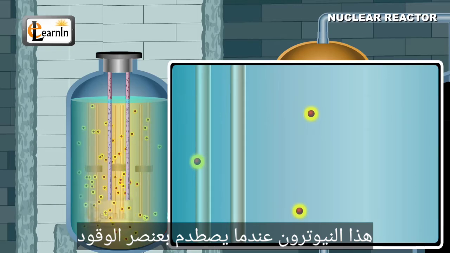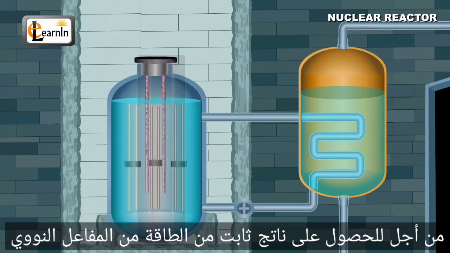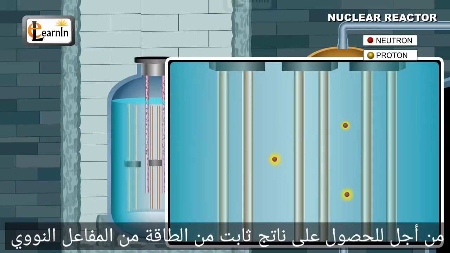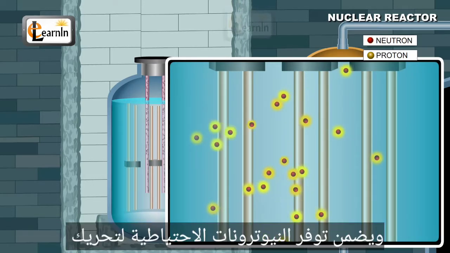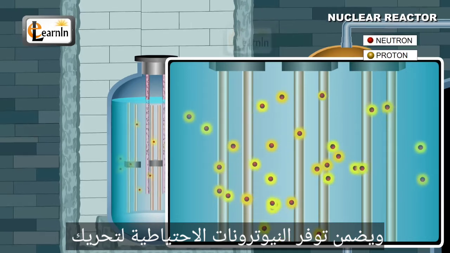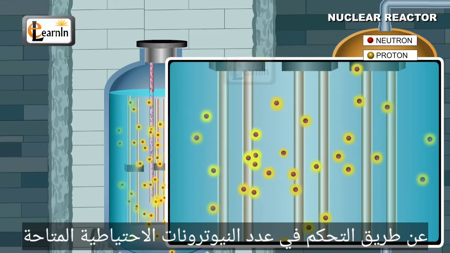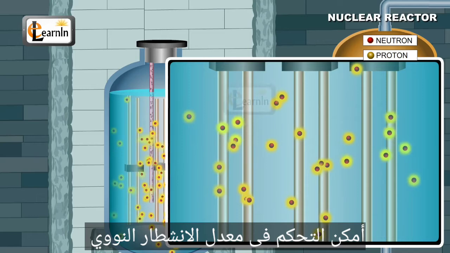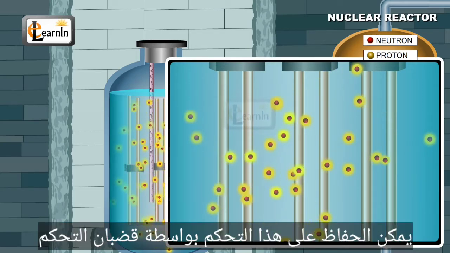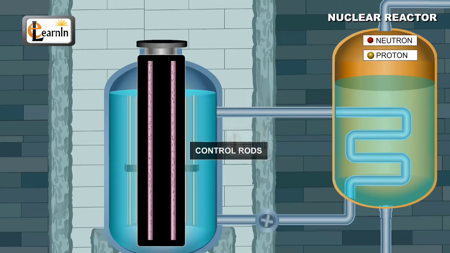The third and most prominent part of a nuclear reactor are the control rods. In order to get a steady output of energy from the nuclear reactor, every single fission reaction should trigger another fission reaction and ensure the availability of spare neutrons released to trigger the chain reactions. By controlling the number of spare neutrons available at any given time, the rate of nuclear fission chain reactions can be controlled. This control on the fission reaction can be maintained using control rods.